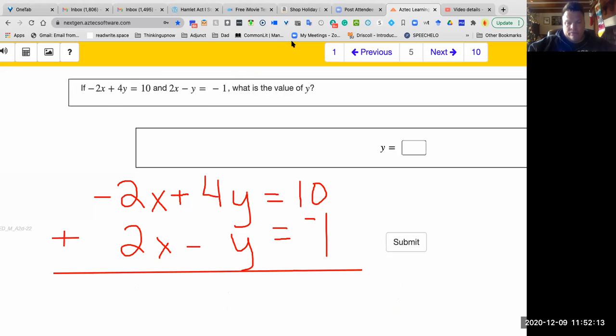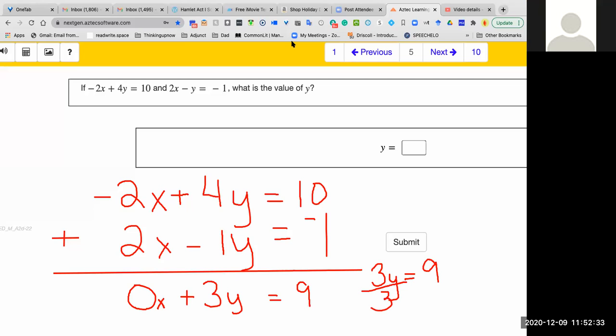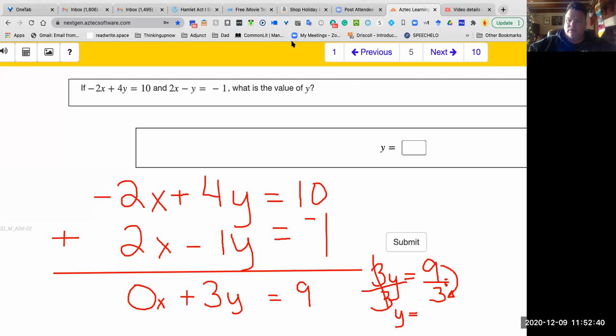-2 plus 2, 0. 4 minus 1 is 3y. 10 minus 1 is 9. And then that simplifies on down to 3y equals 9. Get rid of that 3. Oh, it's 3. Yep. Throw it in the basement. That cancels out. 9 divided by 3 is 3. Well, I've been doing so much math. I should know math by now.